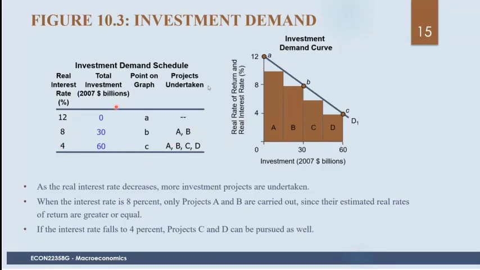So of course, at 12%, there are going to be no projects, right? Because this investment demand curve is telling us how much will be invested at each real rate of interest, okay? So we know that if the interest rate goes down to 8%, we will get an increase in investment of $30 billion. And that is consistent with A and B. So if you just think of these two projects, then their real rate of return would be positive if the interest rate falls to 8%. And then all of them will be profitable if the interest rate falls to 4%.